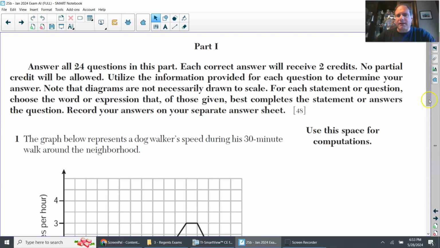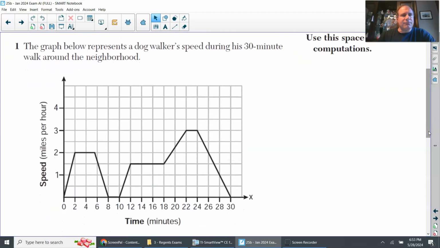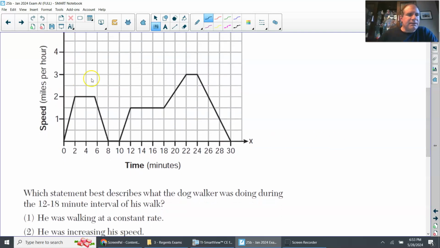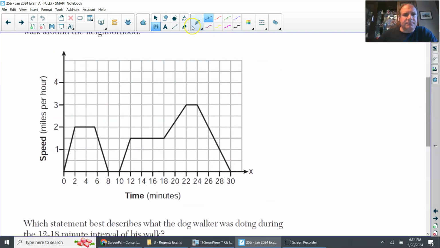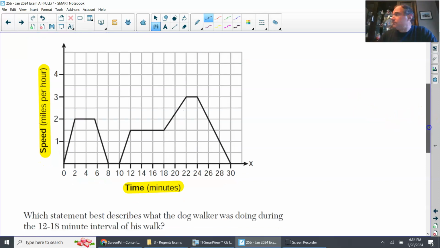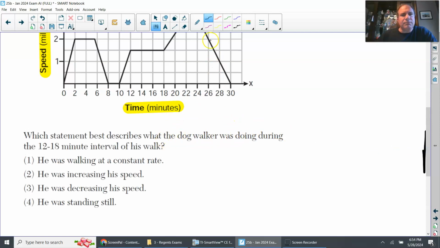Number 1, the graph below represents a dog walker's speed during his 30-minute walk around the neighborhood. So, we look at that graph. It is not going up a hill. There's speed on the side. You have to remember speed right here. This is miles per hour. And this is time in minutes. So, which statement best describes what the dog walker was doing during the 12 to 18 minute interval of his walk?